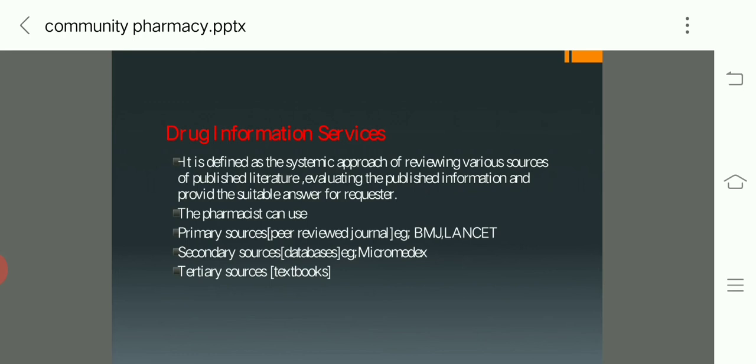Then he has to give the correct or suitable answer to the patient. The pharmacist can use primary sources. Primary sources means peer reviewed journals, for example, BMJ, the British Medical Journal, and Lancet. Lancet is a weekly peer reviewed general medical journal. Secondary sources means databases. A lot of databases are available on the net, for example, Micromedex, which you will go through in the coming years. And the tertiary sources are textbooks.